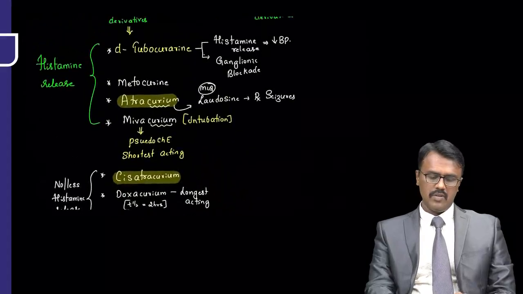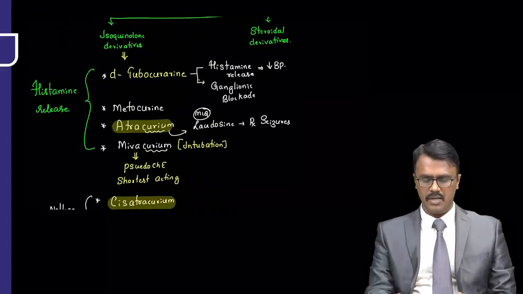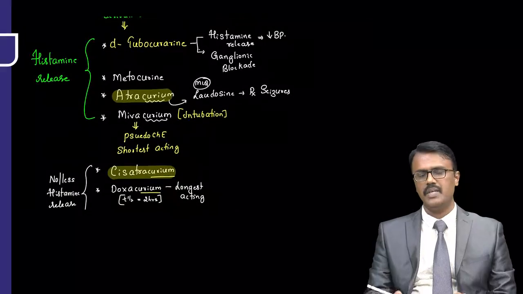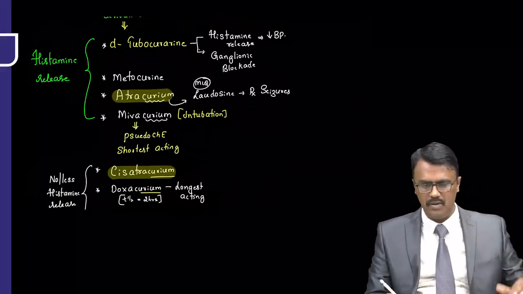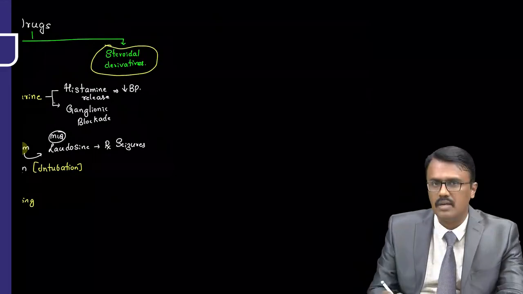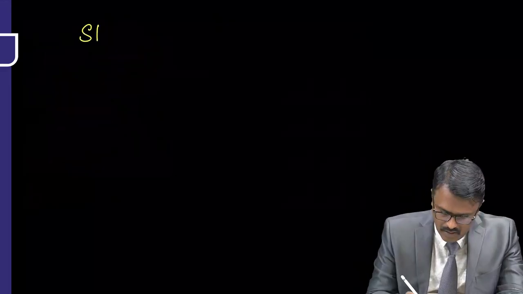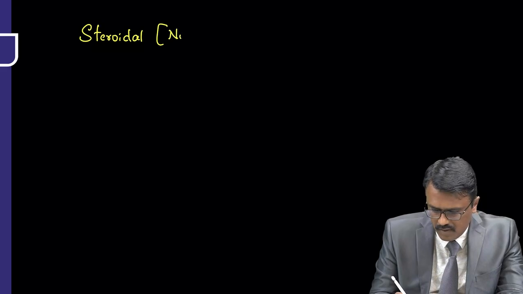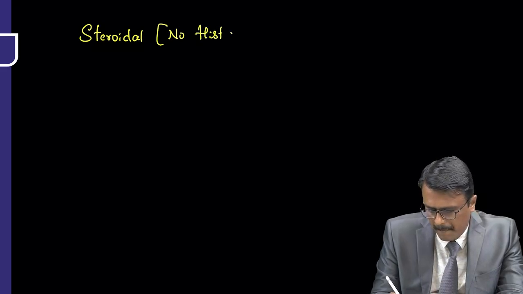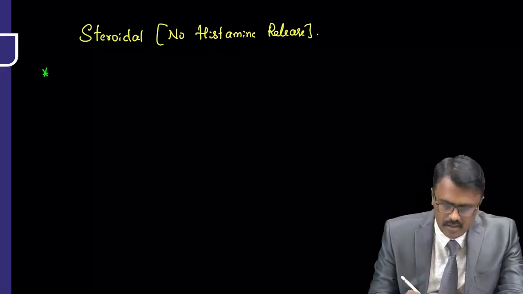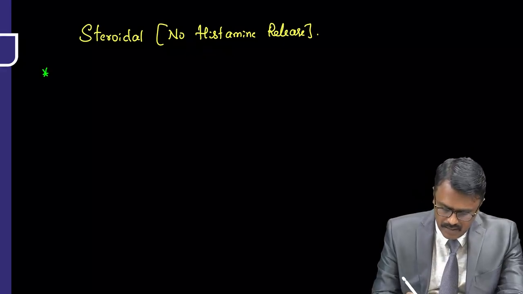So that is about the isoquinone derivative, D-tubocurarine, metocurine, and all these drugs end with curium. We see the names curium. Except you have to remember D-tubocurarine and metocurine. They don't end like that. Now moving on to the steroidal one. So steroidal one, I'll write it below. The steroidal derivatives. Steroidal derivatives have the advantage no histamine release. So no decrease in BP. Now what is the drug here? The name of the drug is called pancuronium.